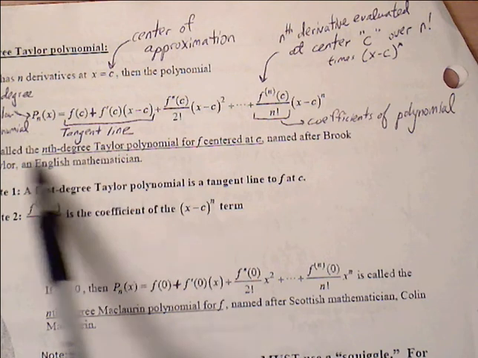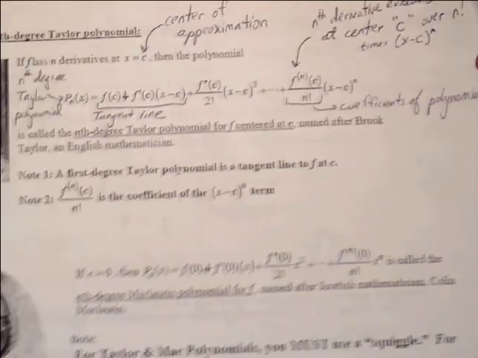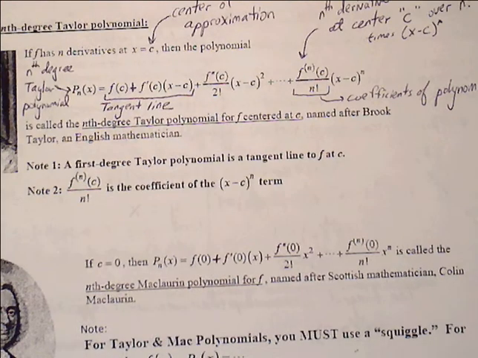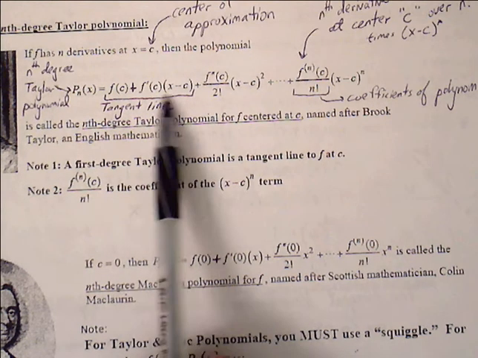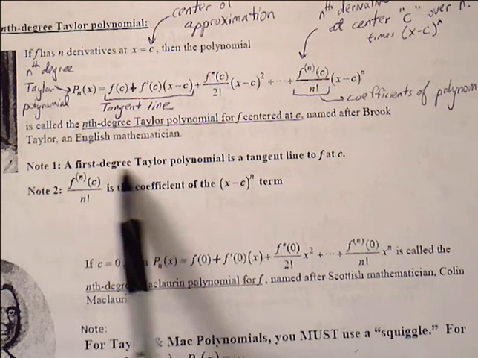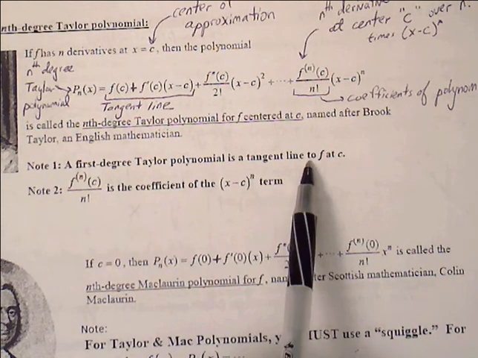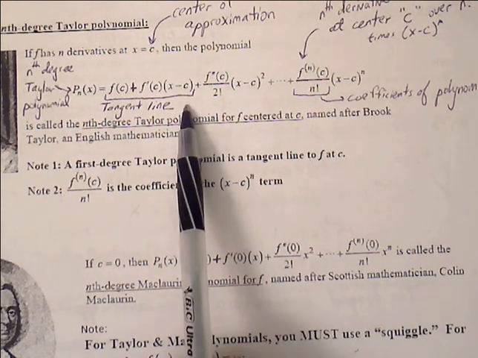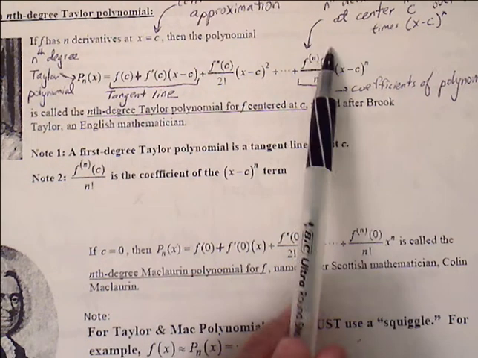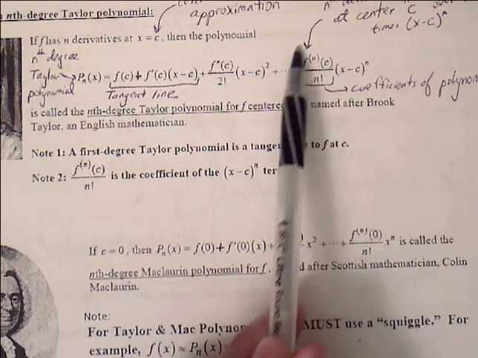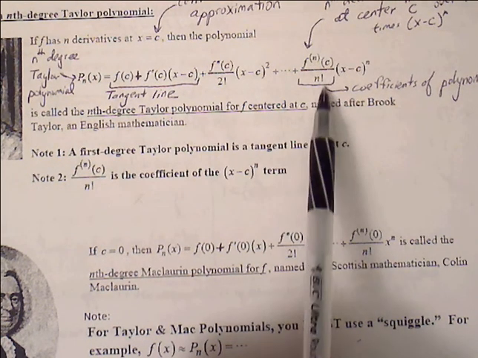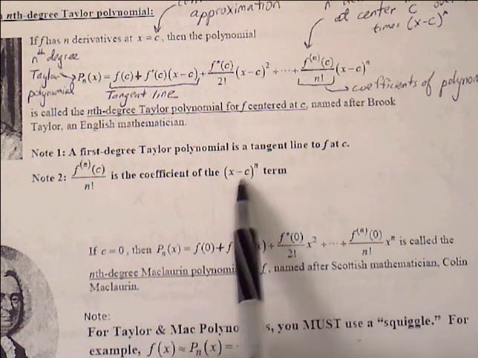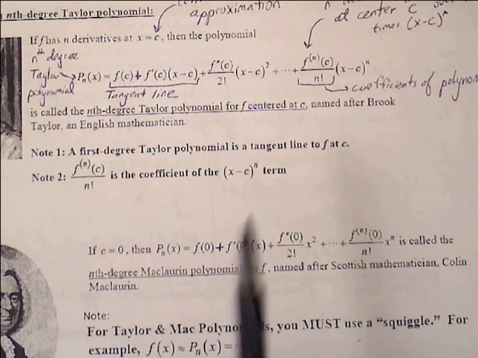And this Taylor polynomial is named after Brook Taylor, an English mathematician. So again, just to review here, the first degree Taylor polynomial is simply the tangent line to our function at x equals c. And this portion, again, is the coefficient of our polynomial term, (x minus c) to the nth.